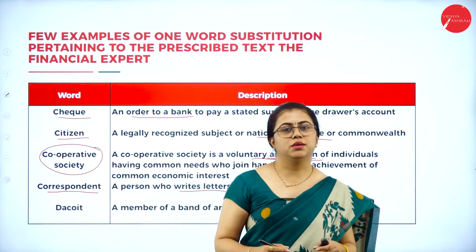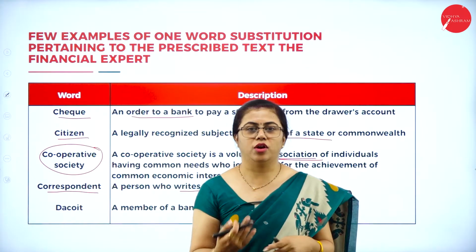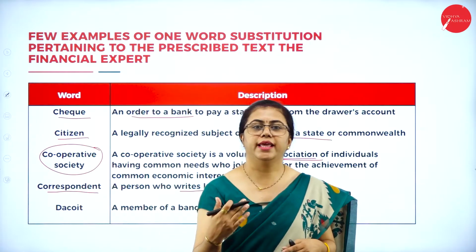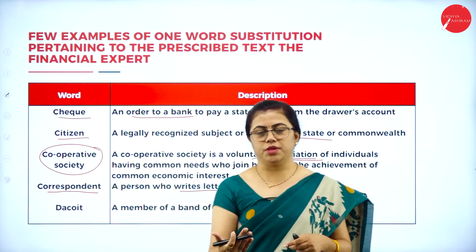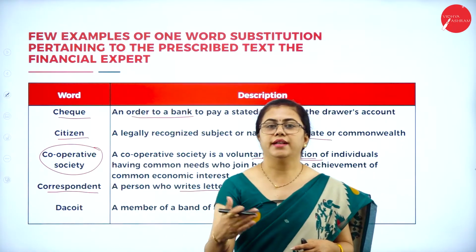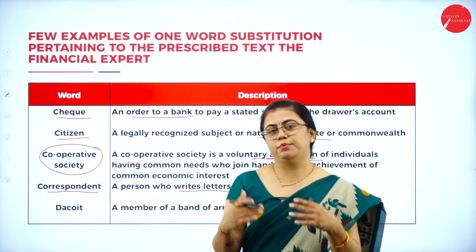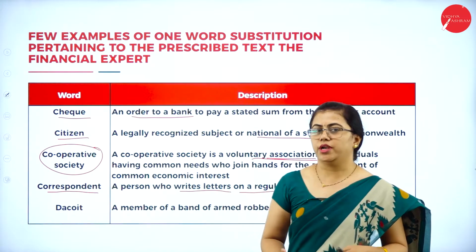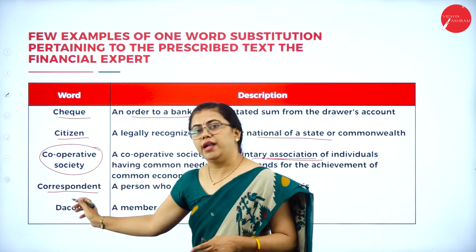Suppose you go to a TV channel, they are called spokespersons. They come out and they speak. That person is called a spokesperson. But somebody who writes a letter, where physical letter correspondence is happening, that person who does that correspondence is called a correspondent.